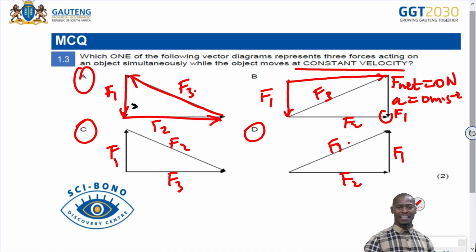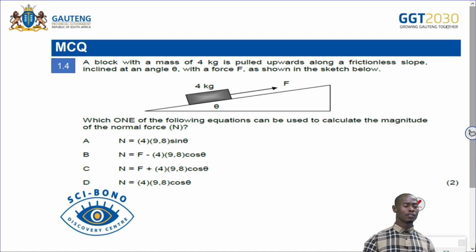There is no resultant there. So this is the closed vector diagram. So what are we expecting if an object is moving at a constant velocity in terms of the vector diagrams? We're expecting a closed vector diagram. Okay, so A is a closed vector diagram. So the correct answer there for 1.3 will be A, right? Then let's look at 1.4.